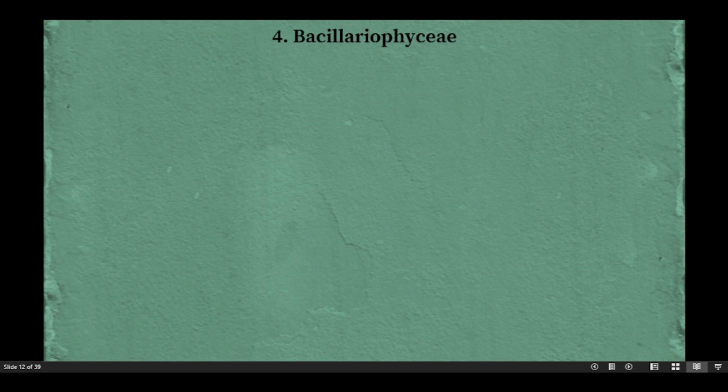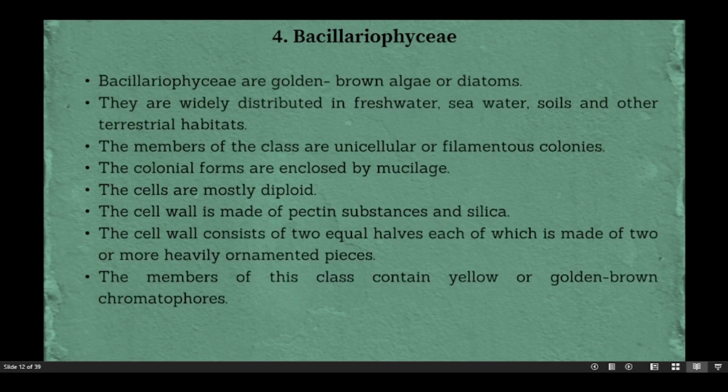The fourth class is Bacillariophyceae. They are golden brown algae, otherwise called diatoms. They are widely distributed in freshwater, seawater, soils, and other terrestrial habitats. The members of this class are unicellular or filamentous colonies. The colonial forms are enclosed by mucilage substances. The cells are mostly diploid. The cell wall is made up of pectin substances and silica.